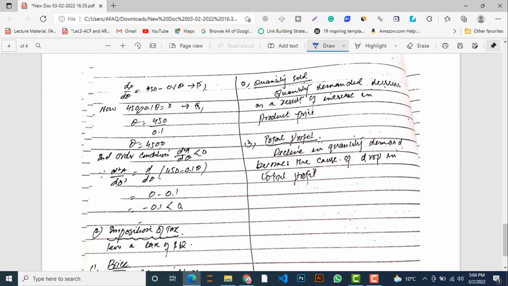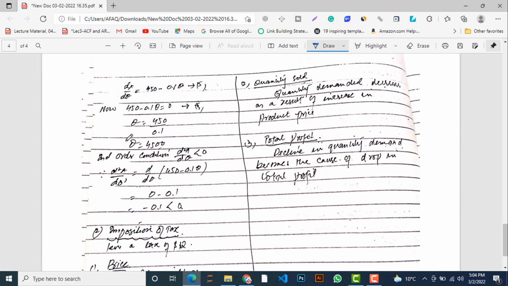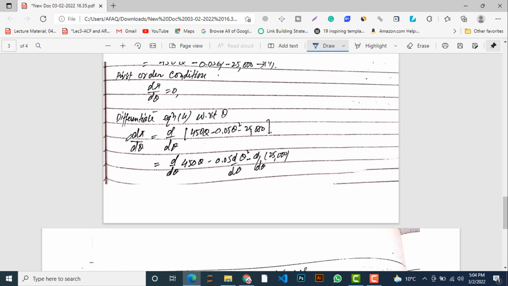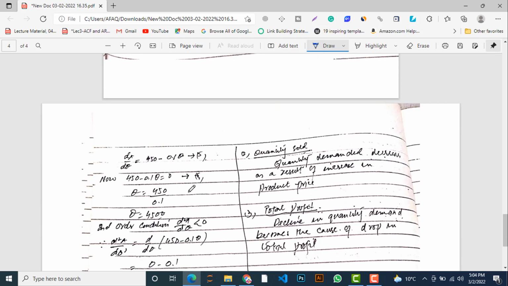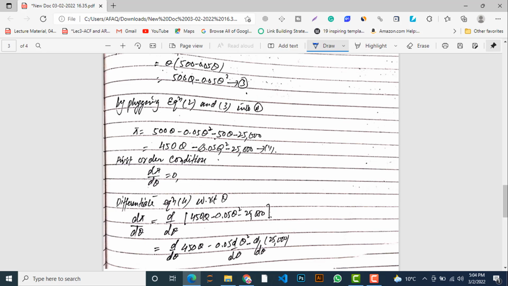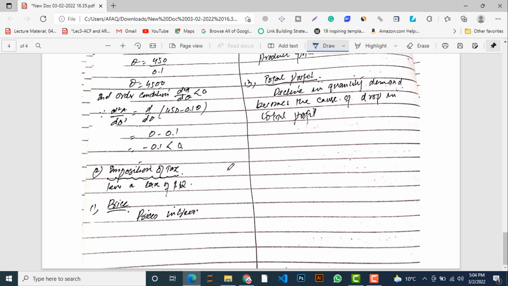Now we have 450 minus 0.1Q is equal to 0 as per the first condition. Q is equal to 450 divided by 0.1. So we will get Q is equal to 4,500, the quantity we need on a weekly basis to get the maximum profit. To get the maximum profit, you need to put this value into the profit equation. Please do it yourself. I forgot to solve this equation for this quantity of 4,500.